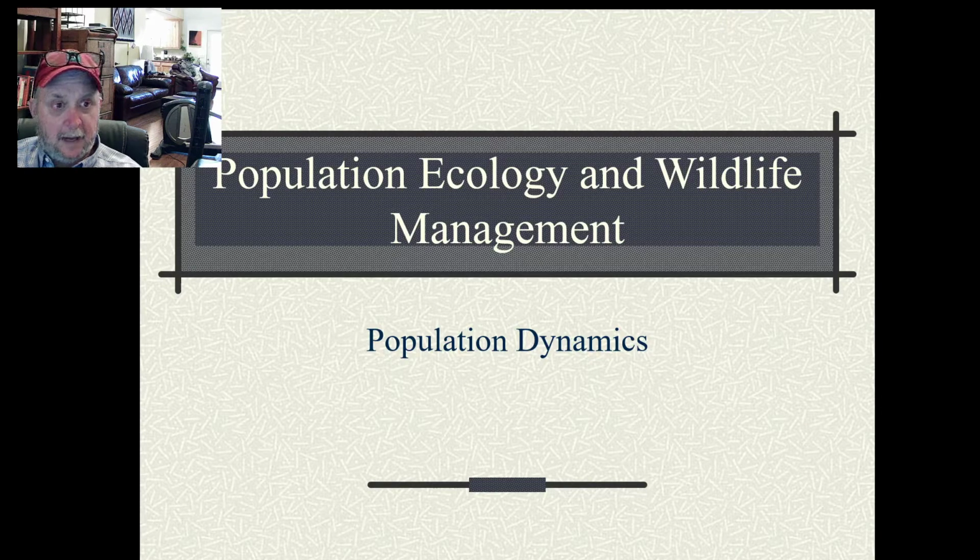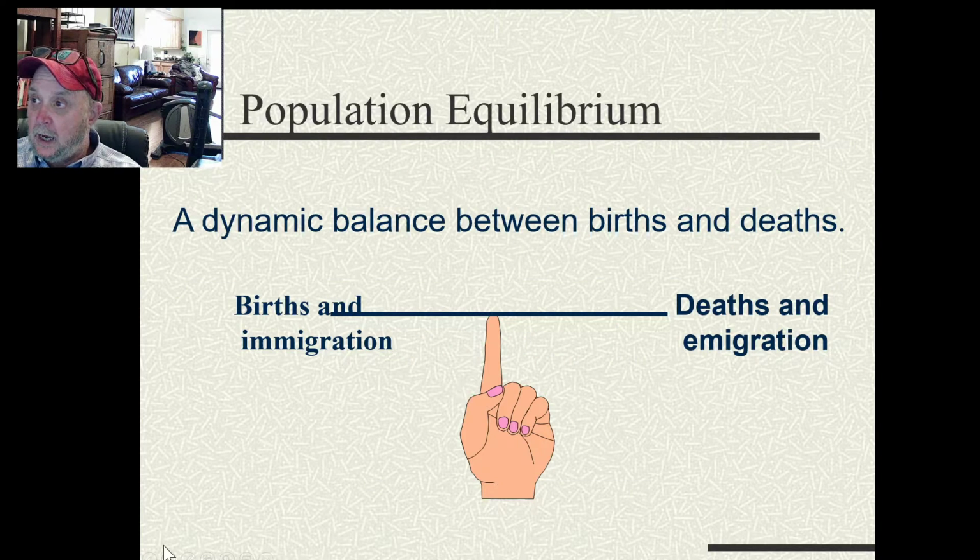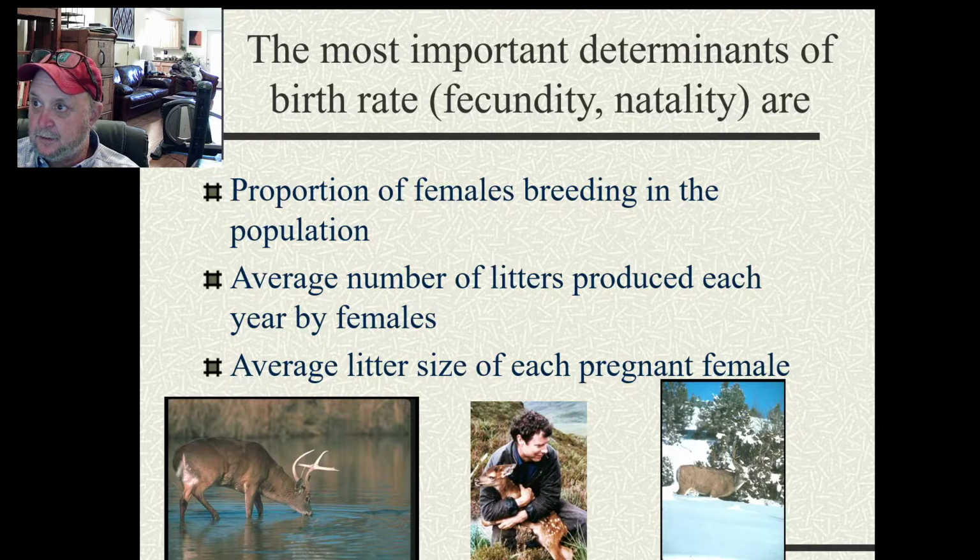Let's learn about how animal populations work. So, this was about 40 years of my life, so I hope I can get through this and teach you something. When we look at populations from a conservation standpoint, we try to maintain some kind of equilibrium. And basically, you're talking about equal between birth and immigration and death and emigration.